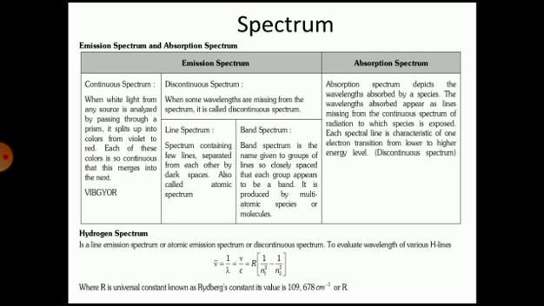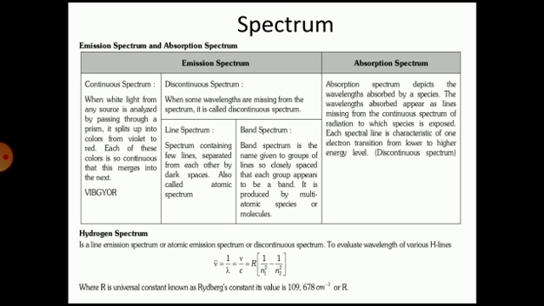What is discontinuous spectrum? When some wavelengths are missing from the spectrum, it is called a discontinuous spectrum. Suppose some wavelengths are missing from the spectrum, कुछ ही कलर दिखा रहा है, then it is called a discontinuous spectrum.